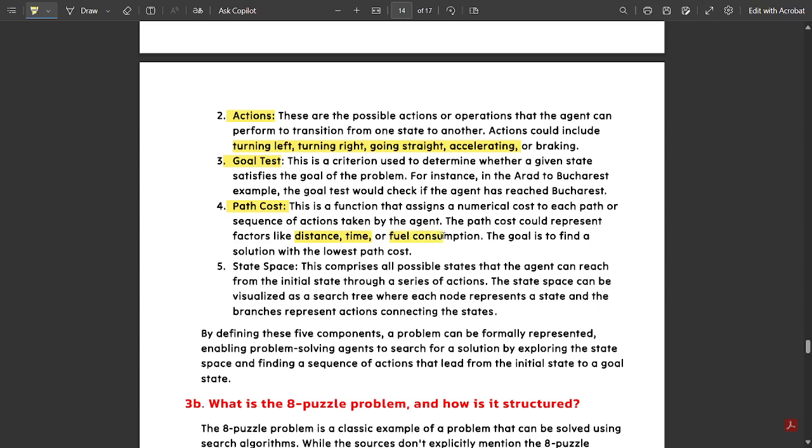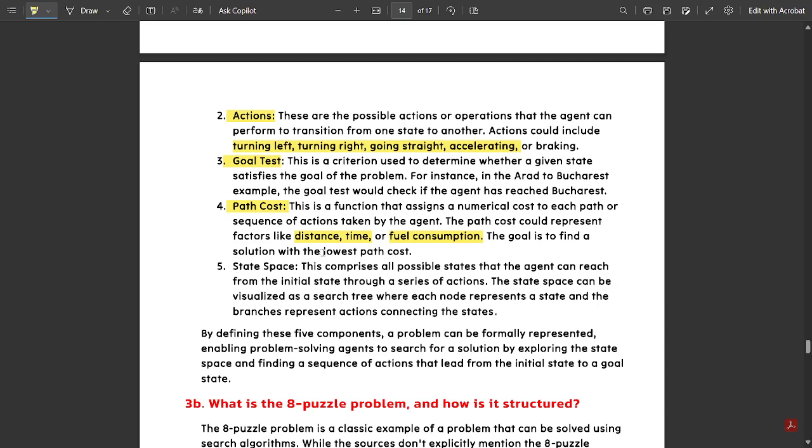Or fuel consumption, how much petrol or diesel you would be taking to reach your particular destination. Okay, these all things come under path cost. The goal is to find a solution with the lowest path cost.